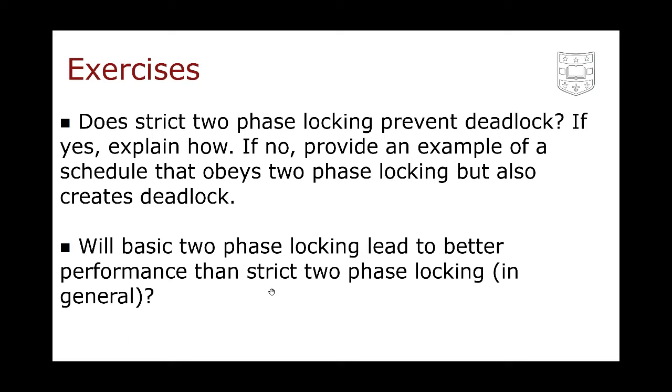Strict two-phase locking sacrifices performance for the sake of what exactly? What am I getting in return? Hopefully better looking data, more correctness with my data. That's the trade-off we're making. So the official answer to this question is yes, basic two-phase locking generally will lead to better performance than strict two-phase locking. Yes.